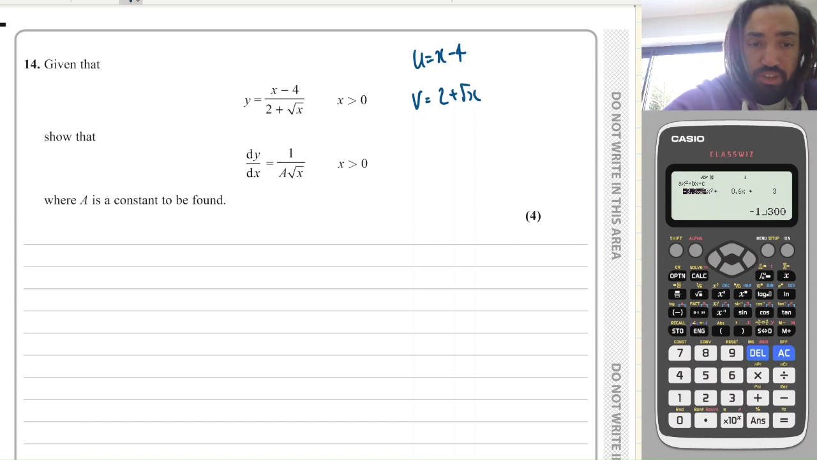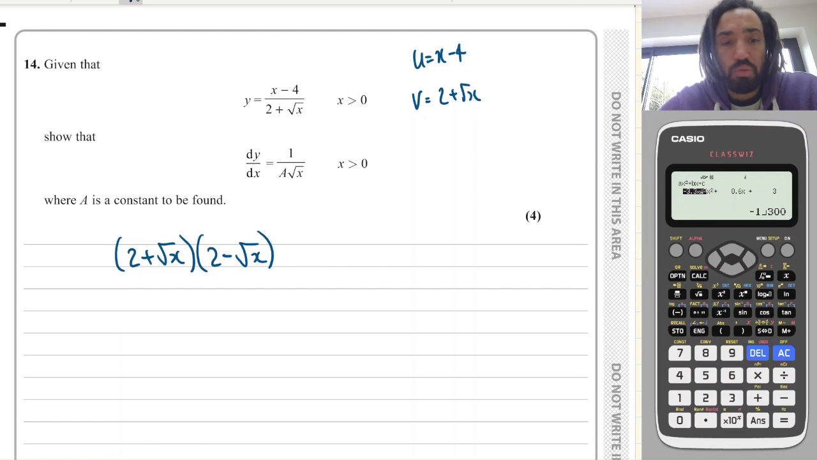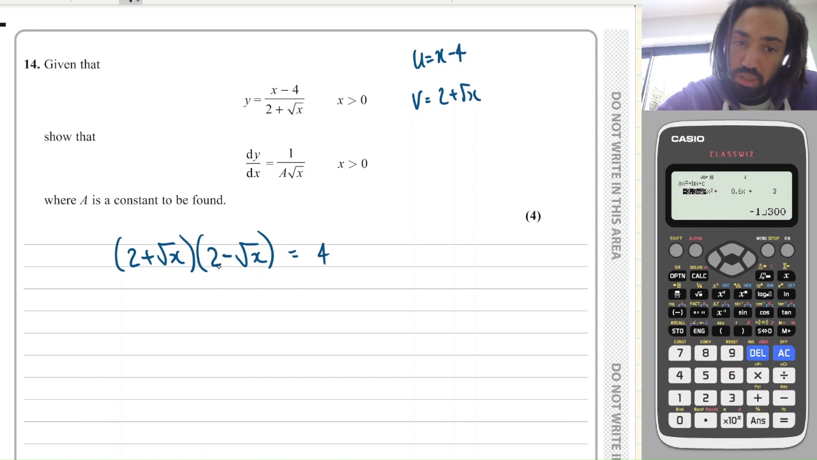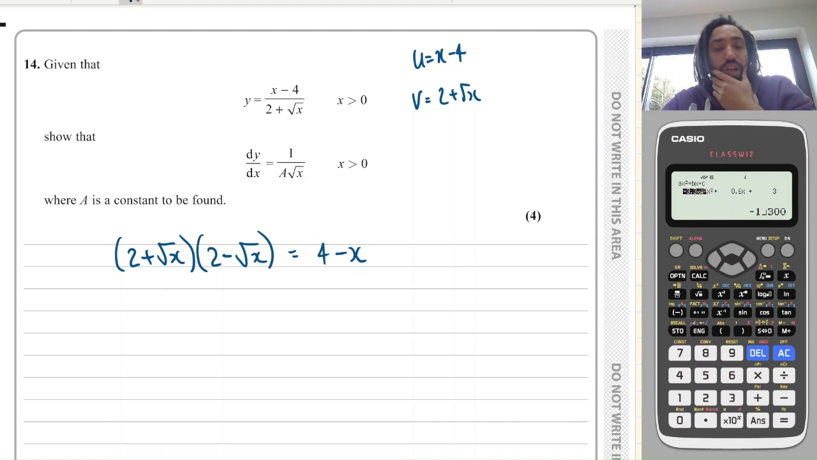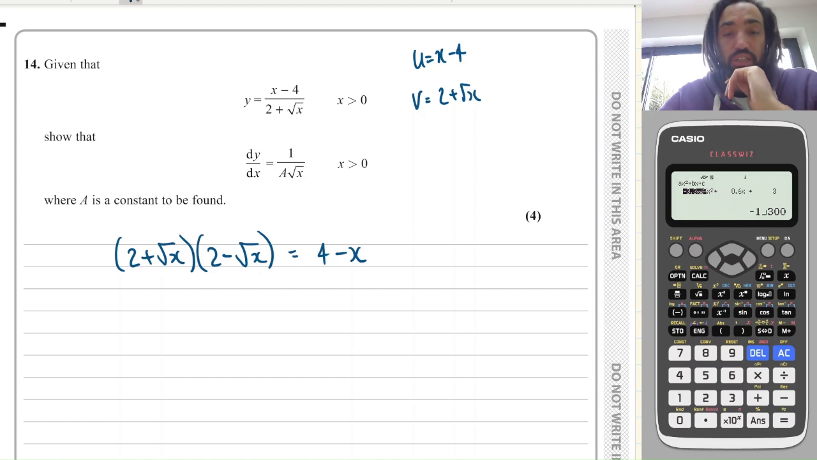So let's imagine if we had 2 plus root x and if we had 2 minus root x, what would come out of that bracket? Well, we would get 2 times 2 is 4. We would get 2 root x and a minus 2 root x. So that would cancel, and we would get minus x. Okay, so that is very similar to the numerator.